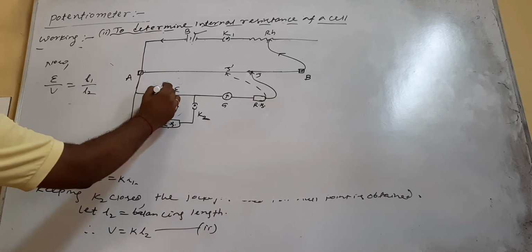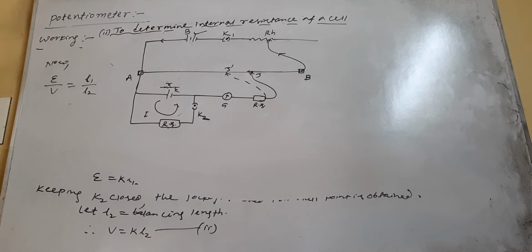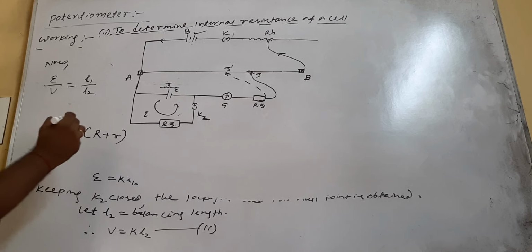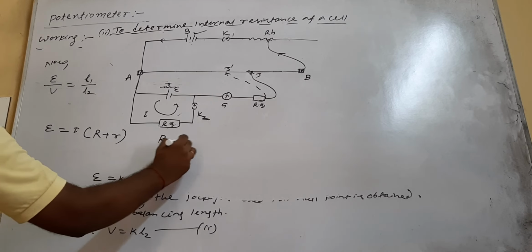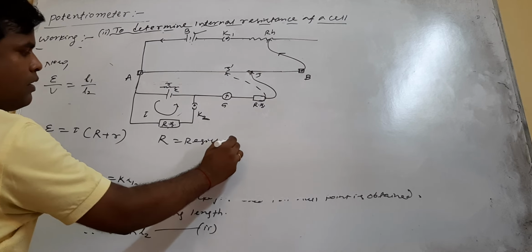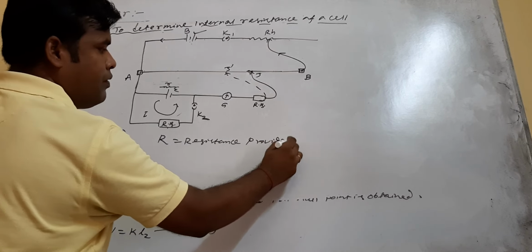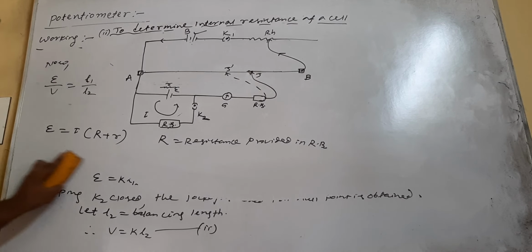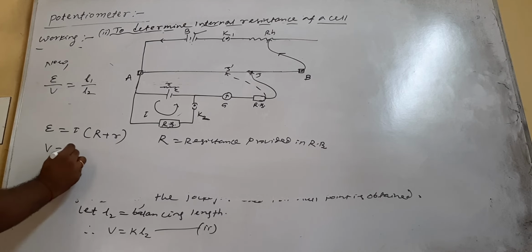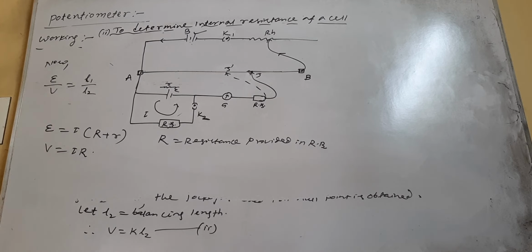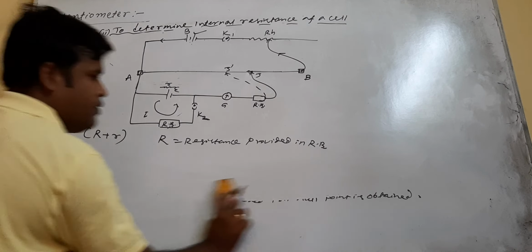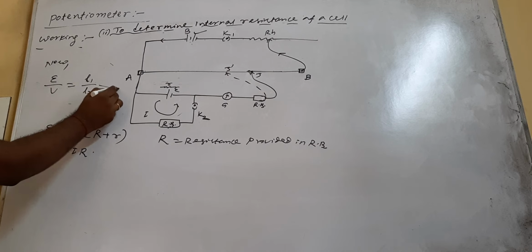Consider the internal resistance of the cell to be small r. E, you know, is I into (R plus r). What is capital R? The resistance provided in the resistance box. And V is equal to IR, it is your terminal potential difference. You know terminal potential difference is current into external resistance. It is your equation number 3.